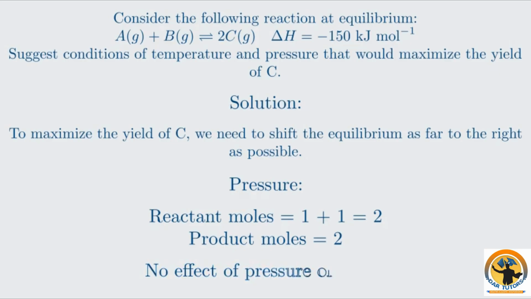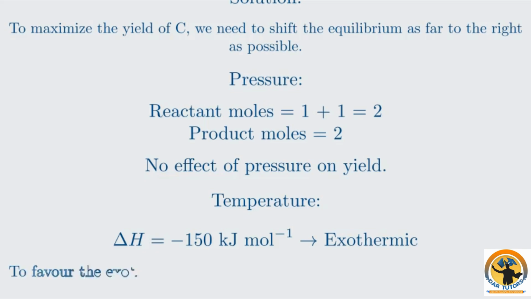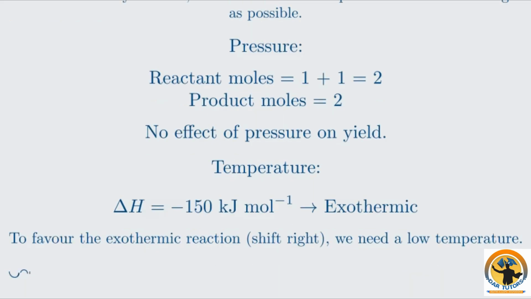The number of moles of gas is the same on both sides. Therefore, changing the pressure will have no effect on the yield of C. Next, temperature. The enthalpy change, ΔH, is negative 150 kilojoules per mole, meaning the forward reaction is exothermic.